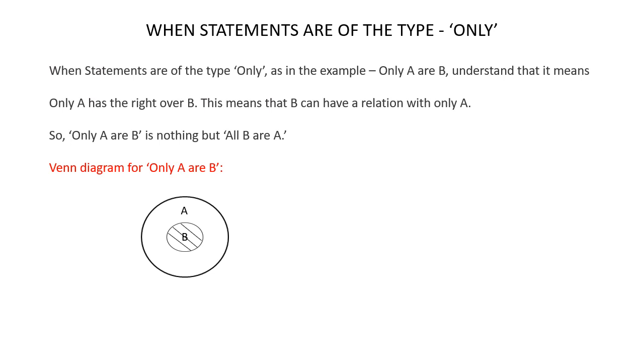Now let's learn how to draw a Venn diagram for "only A are B". Now you know that "only A are B" is nothing but "all B are A". So in the Venn diagram, all B should be inside A. You have to shade circle B to show that this "all B are A" corresponds to the statement "only A are B". Shading circle B will also remind you that B can have a relation with only A.